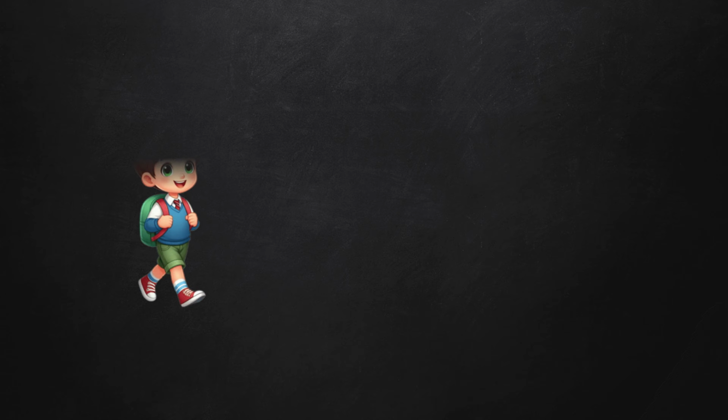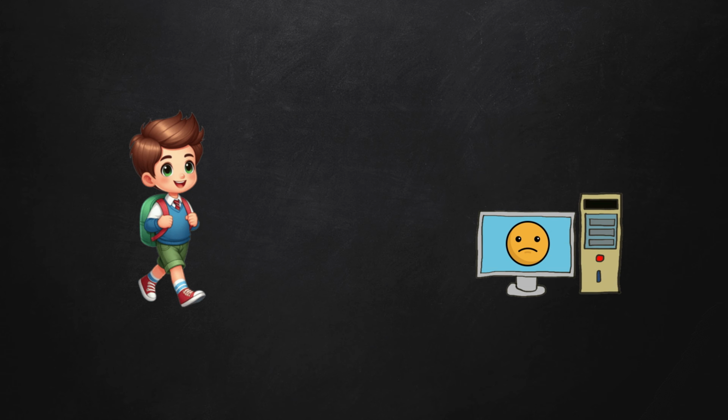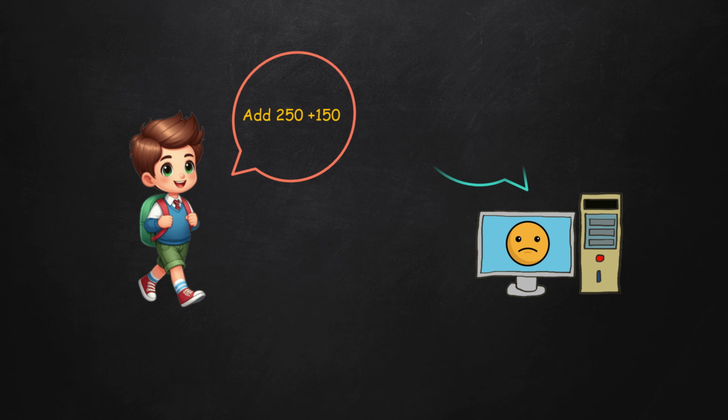This chapter begins with a school student. His name is John. He bought a new computer at his home. He was very excited with the new computer and he asked the computer to perform the calculation 250 plus 150. But the computer replied that it doesn't understand what that means.